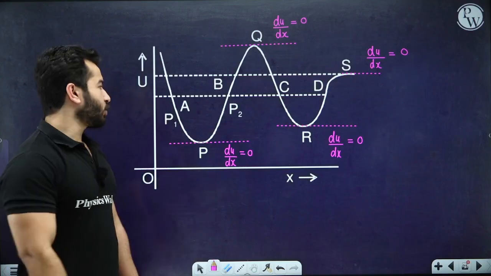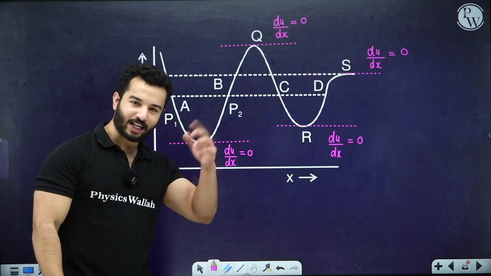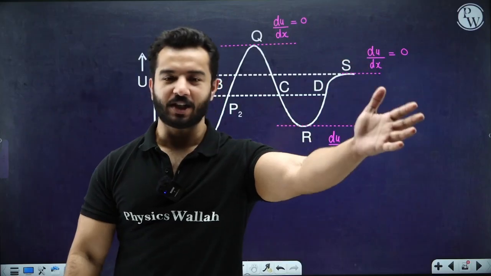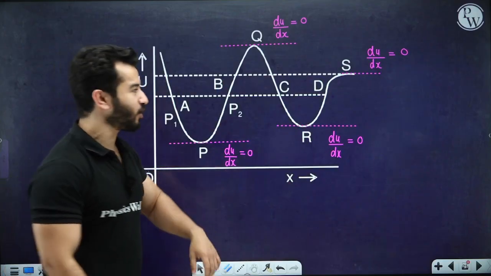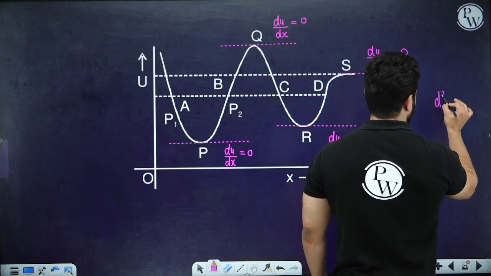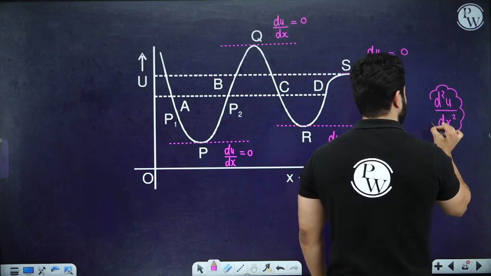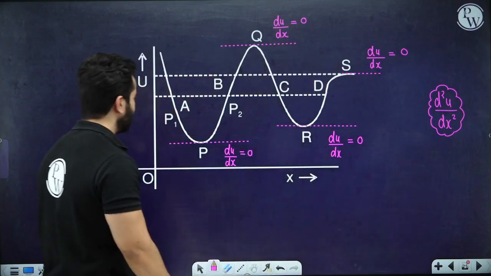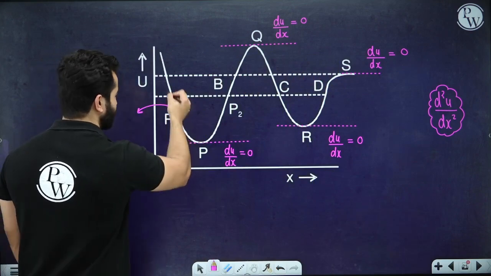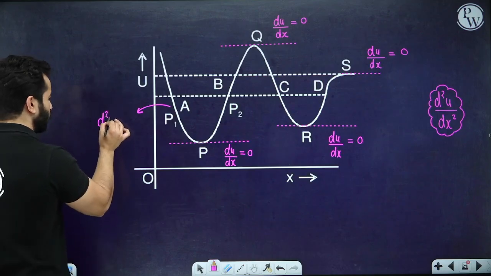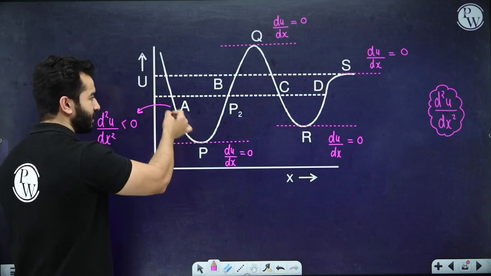Now what I was talking about, the slope of potential gradient. See, du by dx is already the slope of the graph of potential energy and x. Now if I talk about the slope of du by dx, that is d2u by dx square. This is the gradient of the potential gradient. So at point P1, if we closely see, d2u by dx square is less than 0. The gradient is negative, right? You can see the gradient is negative.